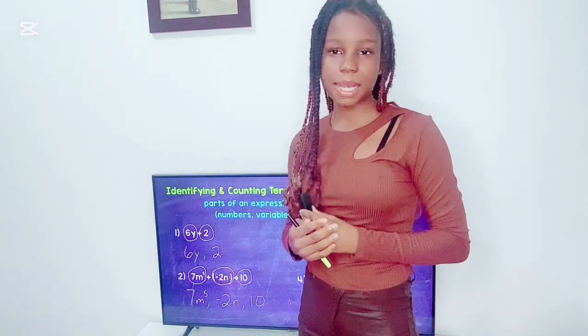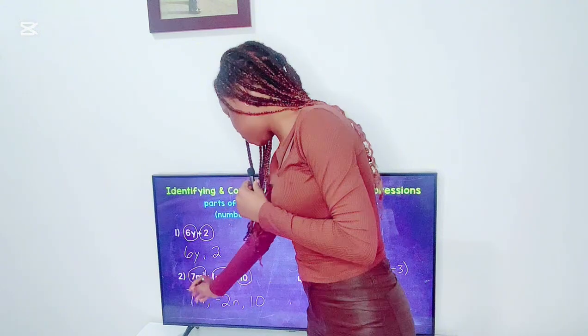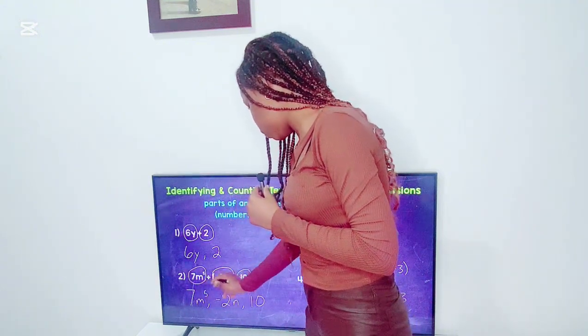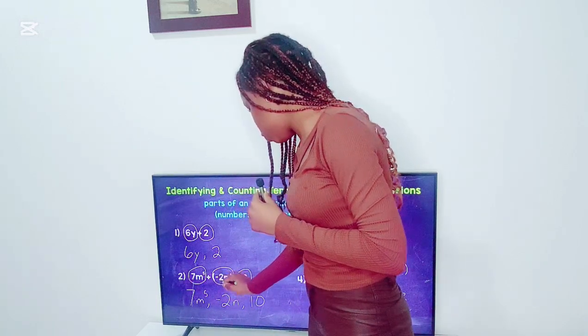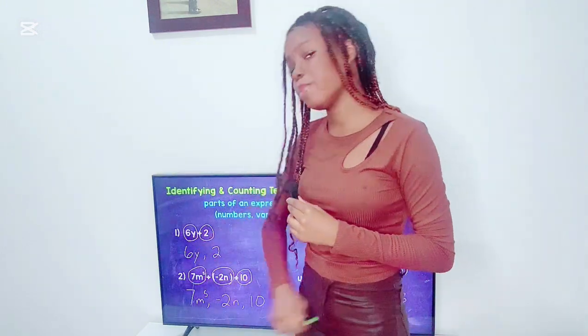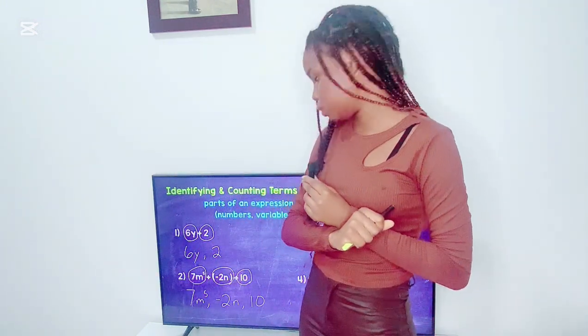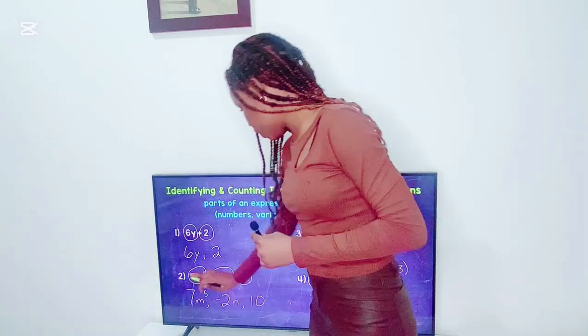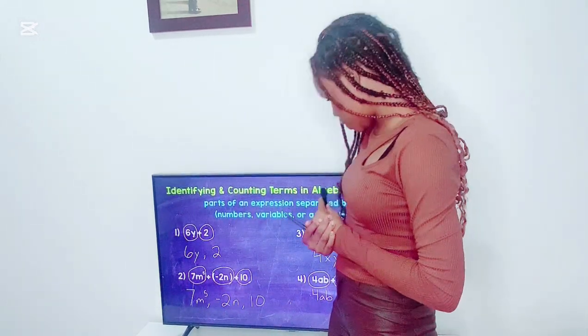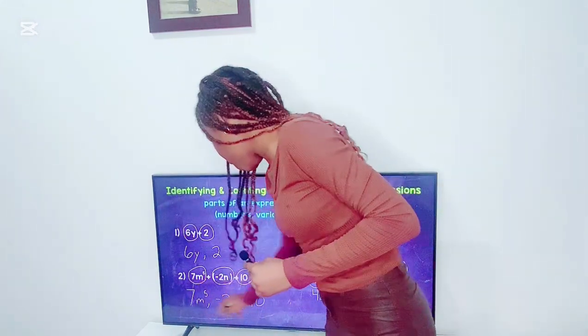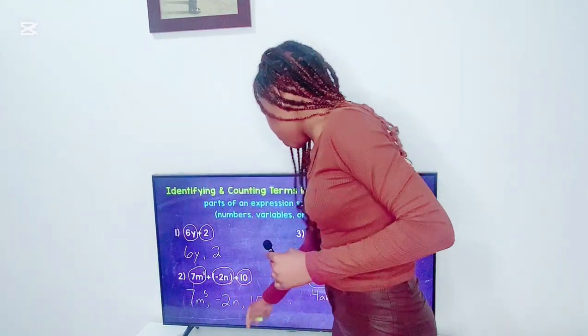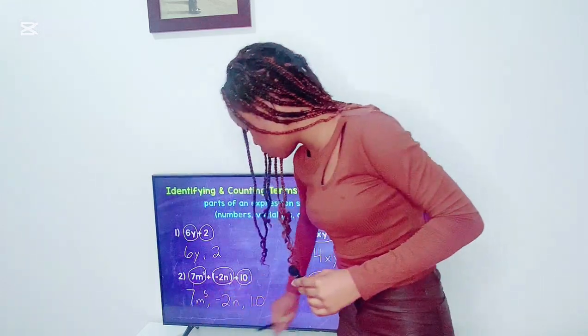Let's say your teacher calls you out, maybe so you can explain this to the class. So you have 7m to the power of 5, plus, in parentheses, a minus here, 2n. I also want to point out something real quick. When you see this, it means negative 2n, okay? So now that I've written this down, you could say, oh, that's pretty easy. 7m raised to the power of 5, that's already one term. But we have three terms here: negative 2n, and then 10. So we have 1, 2, 3 terms.